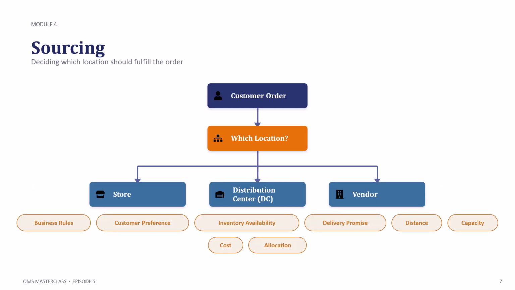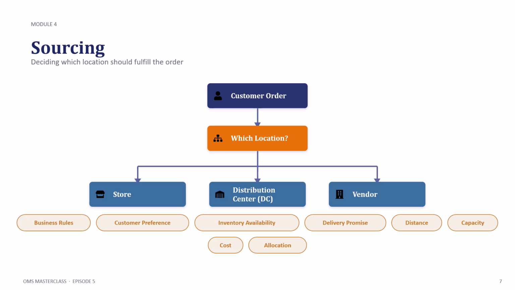The next module is sourcing. Once an order is created and inventory is available, MAO has to answer one important question: which location should fulfill this order? That's exactly what the sourcing module does. It looks at all the possible fulfillment locations like a store, a distribution center, or even a vendor and decides which one is the best choice.